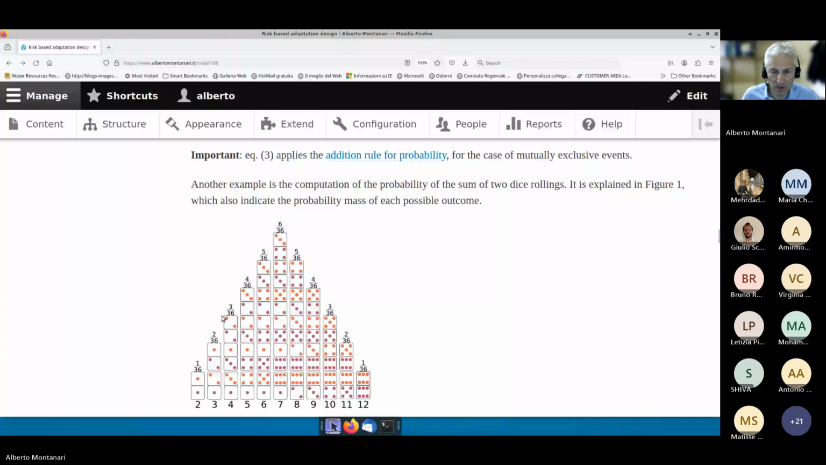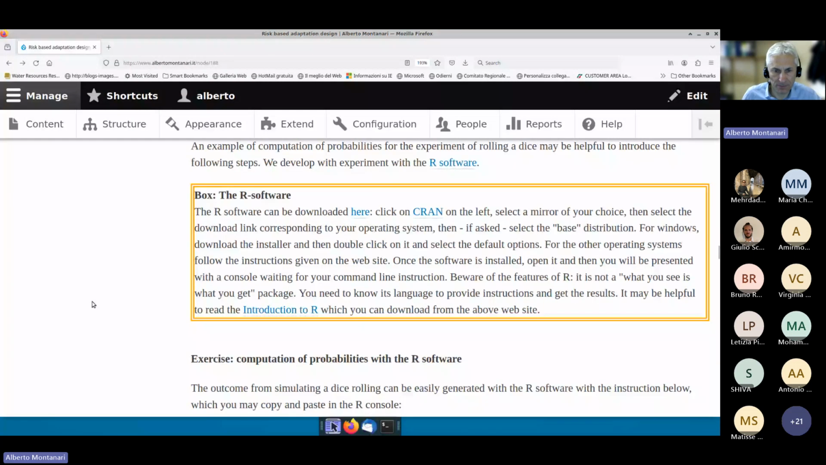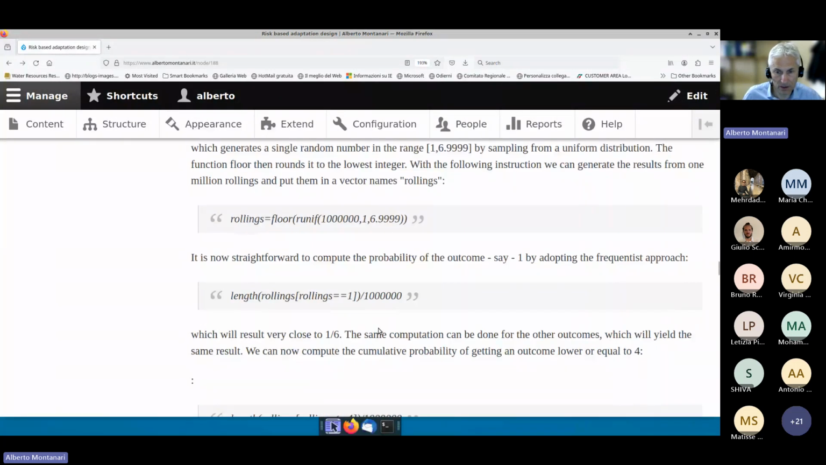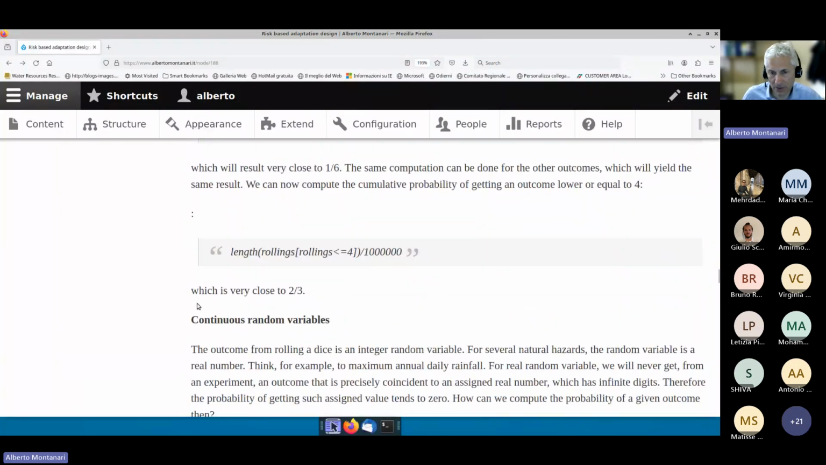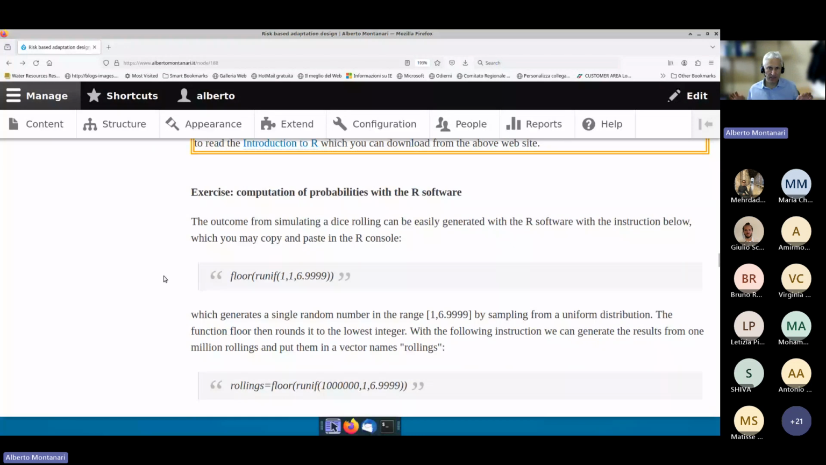Good. So here there is a box which gives you the instructions for making the experiments in R, which I just did, okay? And we already discussed this, okay? Perfect. So for the discrete variables, we are done.